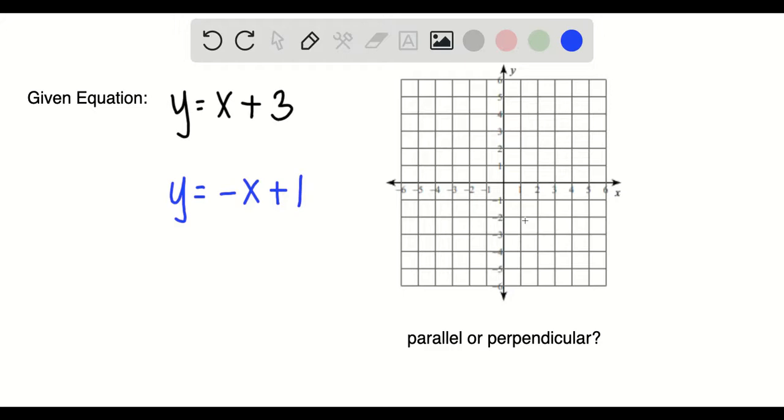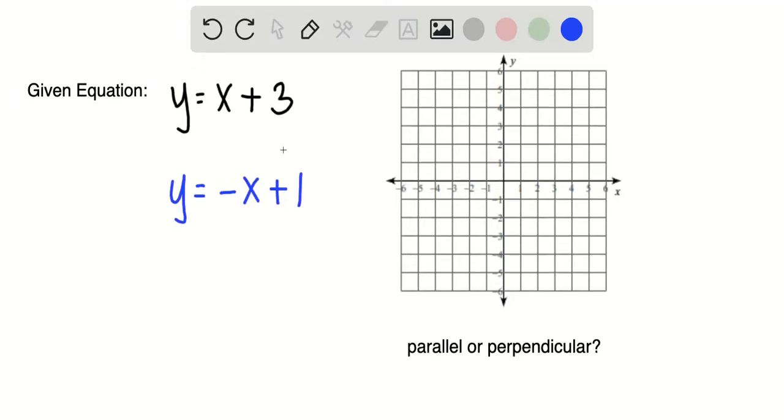In this problem, we're given two linear equations written in slope-intercept form and are asked to determine if they are parallel or perpendicular after graphing them. So let's go ahead and start with this first one. We have y is equal to x plus 3. The slope will be 1 over 1, and the y-intercept will be a positive 3.